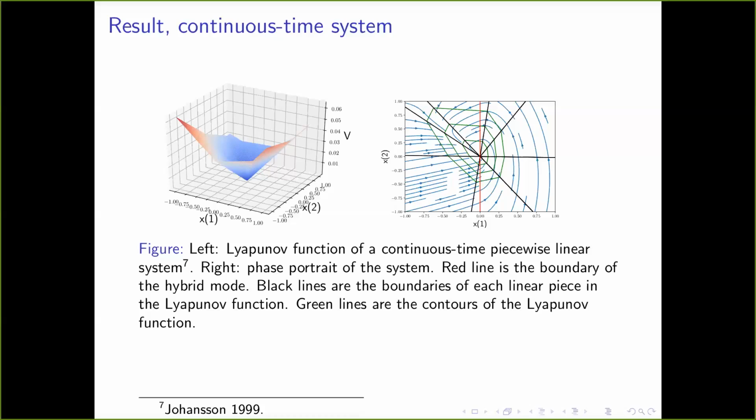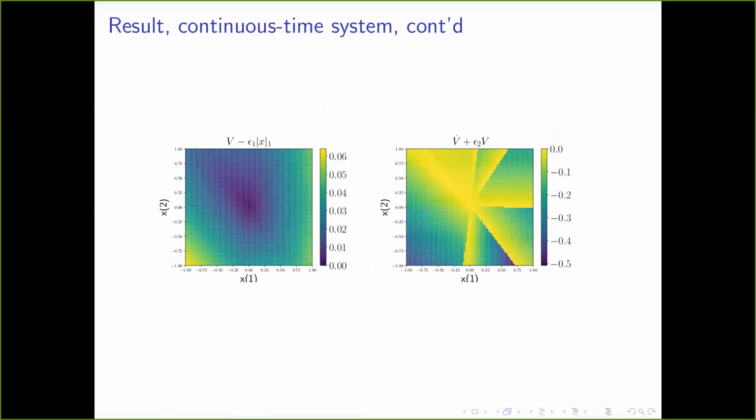We also draw the contours of the Lyapunov function in green curves. You can see that all the arrows point inward into the contour, indicating the Lyapunov function decreases everywhere. We also draw the color map of the Lyapunov function together with its time derivative. As you can see, the Lyapunov function is positive everywhere, and the time derivative is negative everywhere.